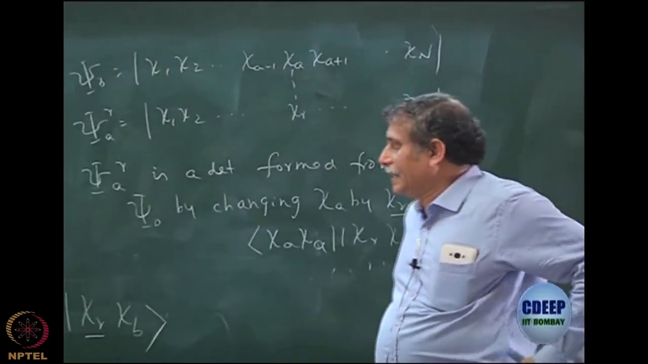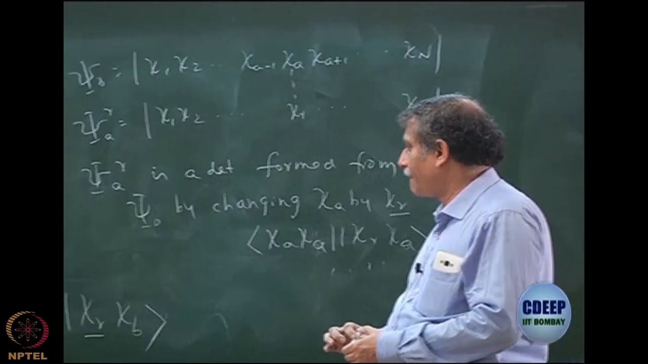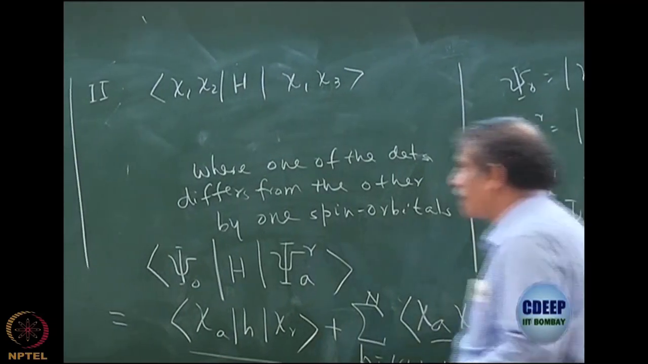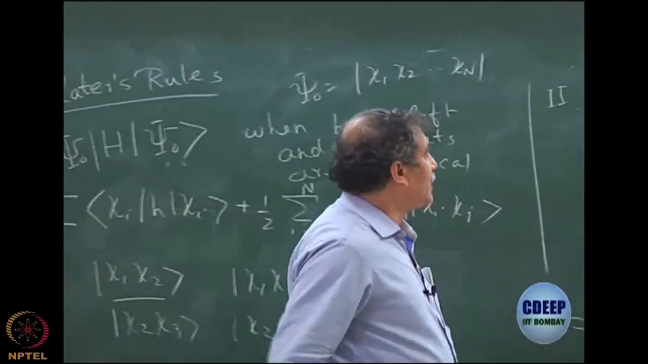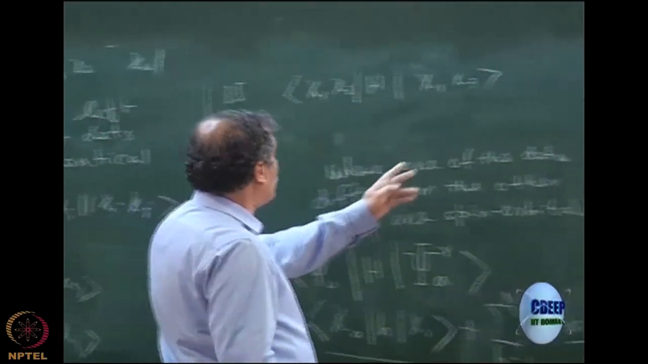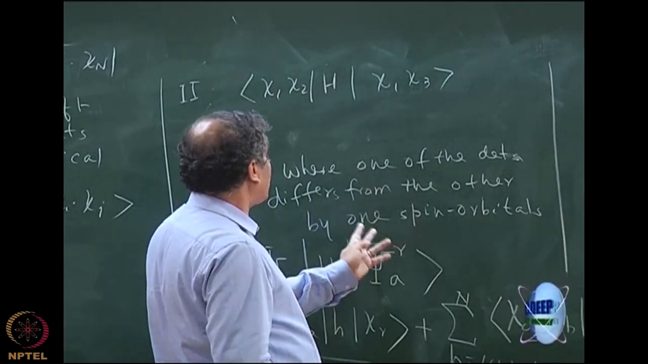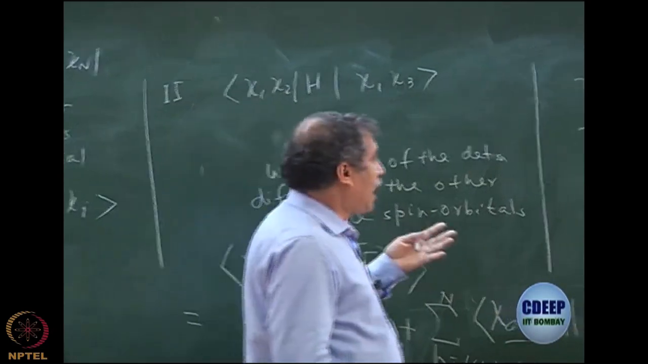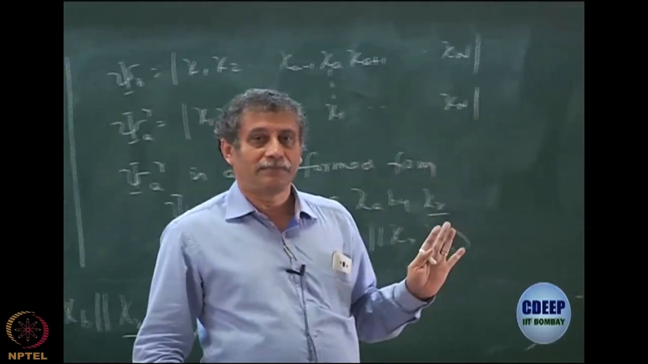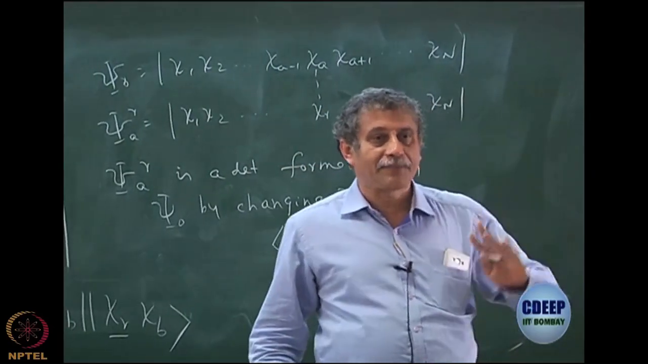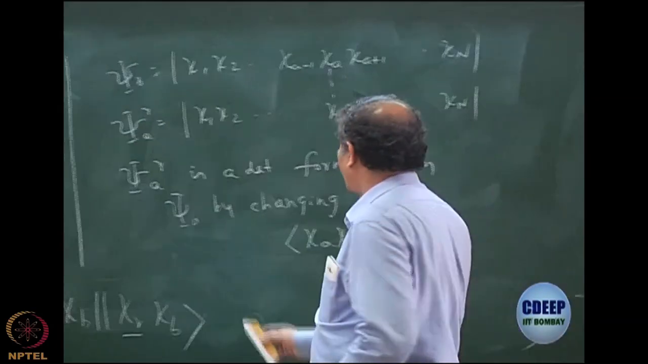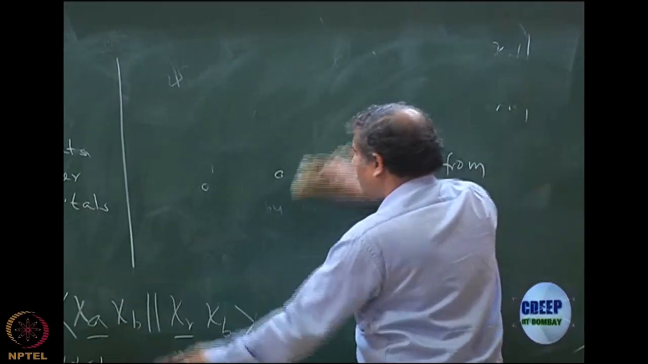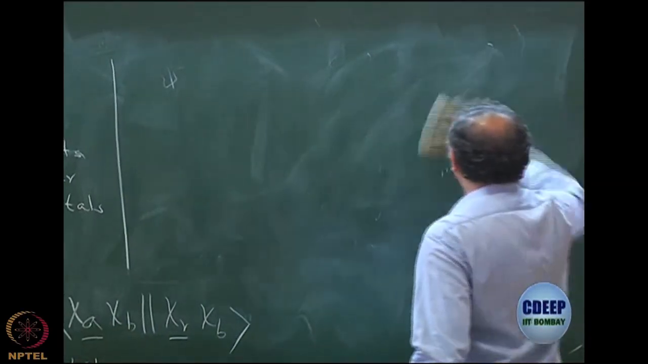Okay. This type 2 is very nice, and I will spend some time here before I go to type 3. Type 3 will obviously be where one of the determinants differs from the other by 2 spin orbitals, and type 4 will be more than 2, and I will argue that from type 4 onwards everything is 0. So I need to only discuss type 3 after this, but before I do that, let me pause here and reflect on this particular quantity that we have got.